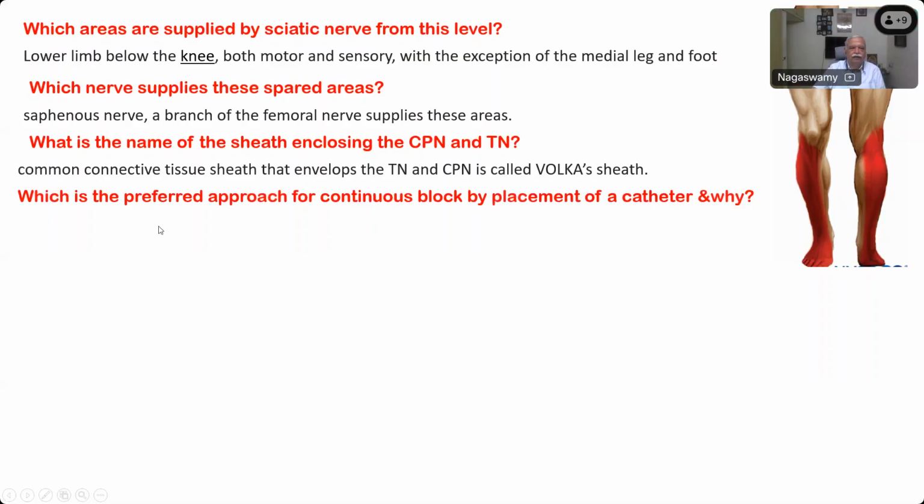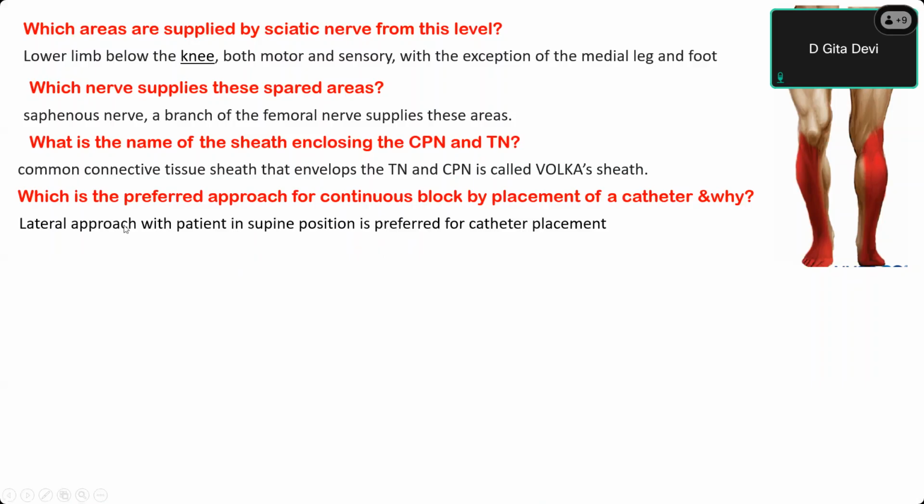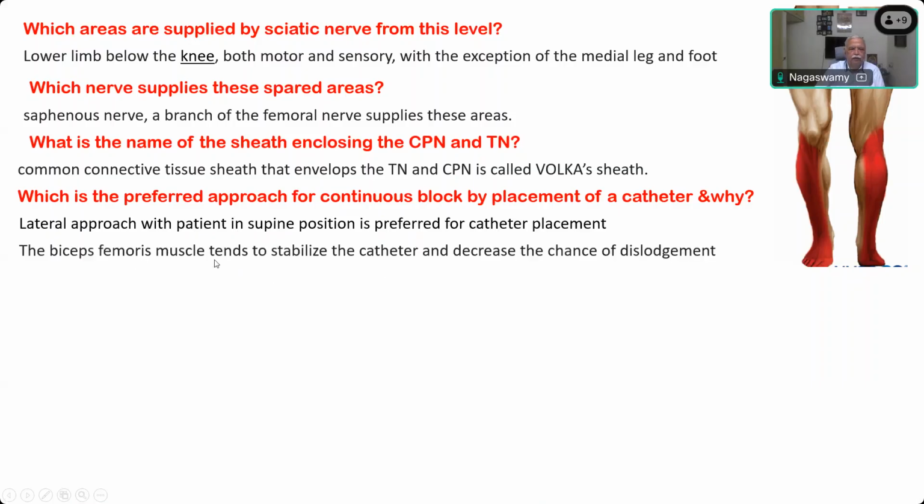Okay, which is the preferred approach for continuous block by placement of a catheter, and why? Is it posterior or lateral approach? Lateral, sir. Why? So that the catheter fixation is better. The movement does not occur as with the posterior. Excellent. Fantastic. The lateral approach, with the patient in supine position, is preferred for catheter placement. The biceps femoris muscle tends to stabilize the catheter and decrease the chance of dislodgement. If you go through posteriorly, there is only skin and subcutaneous fat, so catheter dislodgement occurs more often there.